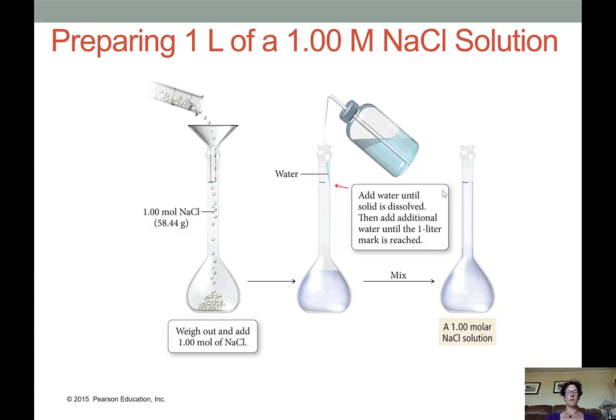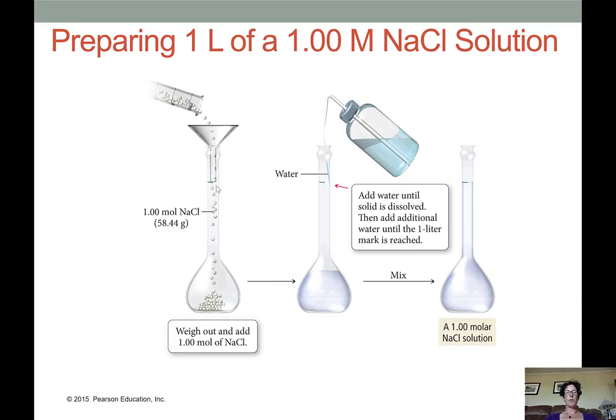In general terms, if the solvent is not specified, then we are dealing with water as the universal solvent. We call these solutions specifically aqueous solutions. In order to prepare a 1 molar solution of sodium chloride, the first step would be to weigh out the appropriate mass of sodium chloride to give 1 mole, so that would be 58.44 grams, and to transfer that solid into a volumetric flask.